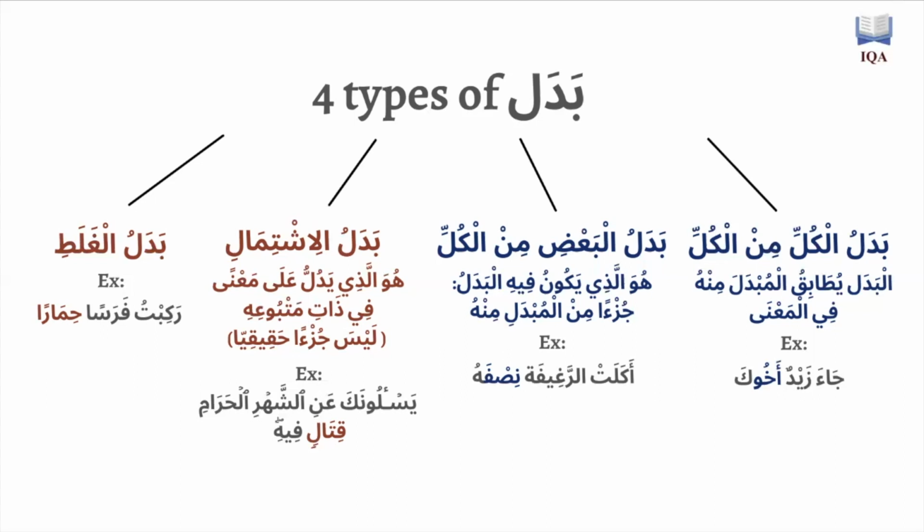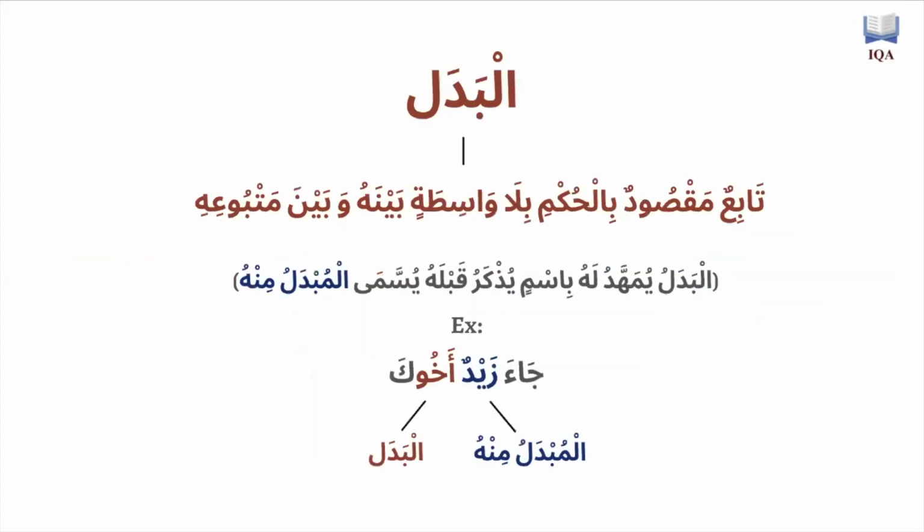So by accident, my tongue slipped and I said I rode a horse, and then I realized that I made a mistake, so I say himaran. So himaran is badal ghalat. It's coming to rectify and to substitute the mistake that I mentioned, which was a horse. I didn't mean a horse, sorry, it was a donkey. So rakibtu farasan himaran. I mounted a horse. Oh, sorry, I meant himaran, a donkey. So these are the 4 types of badal that all are included in the meaning of what a badal is.